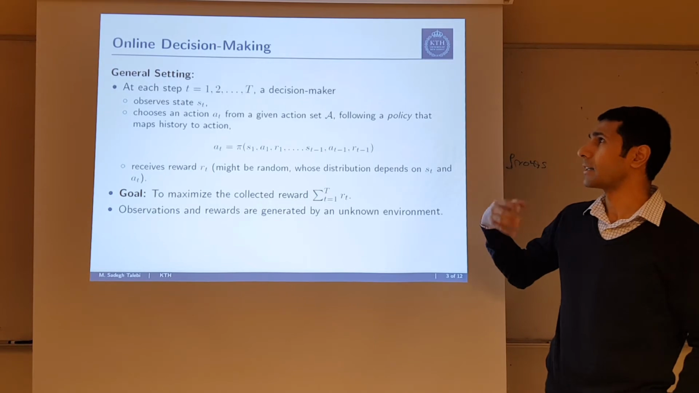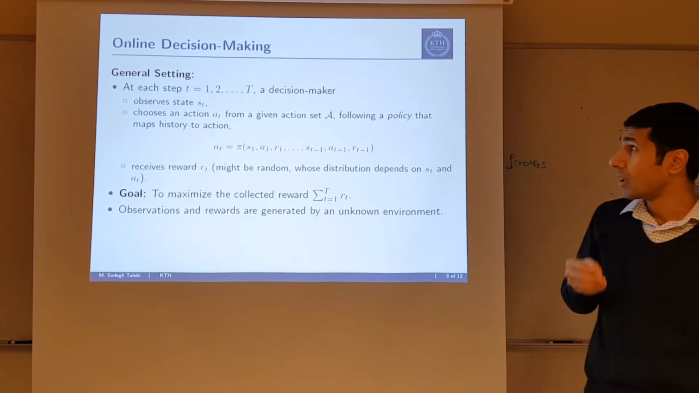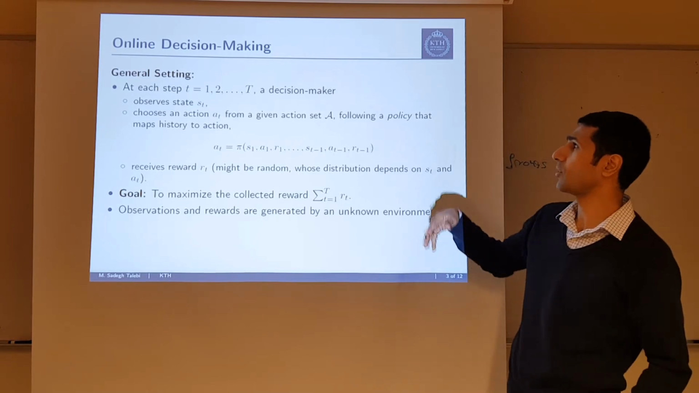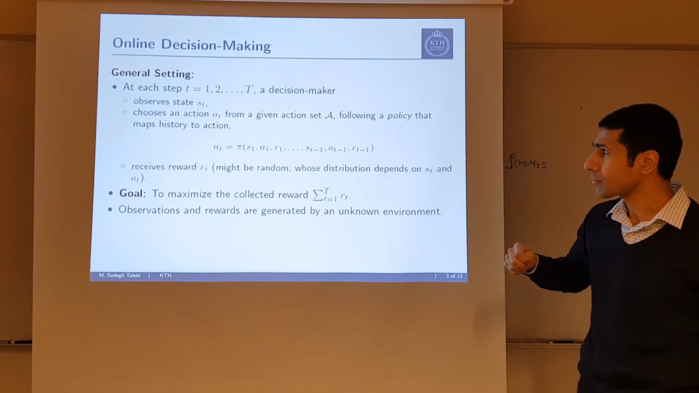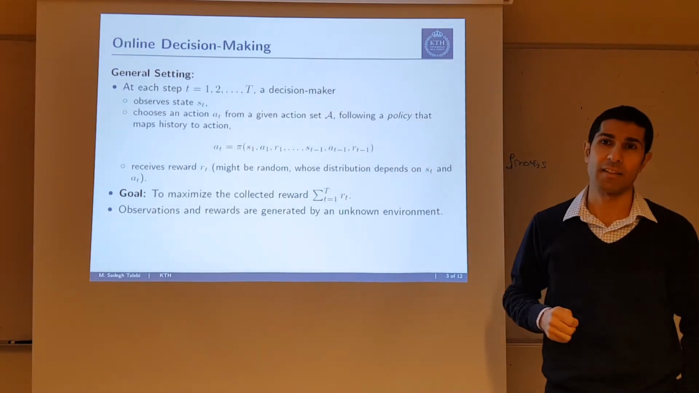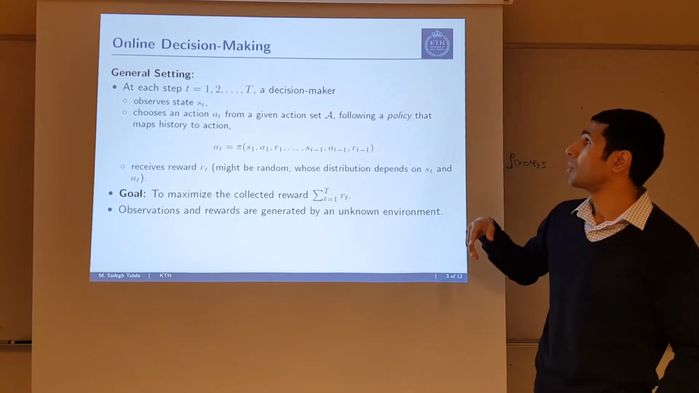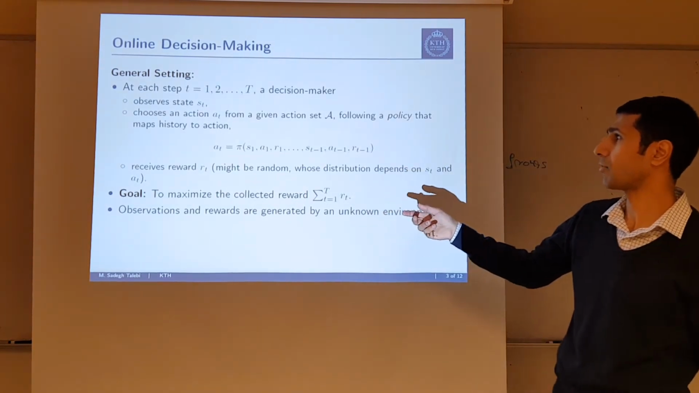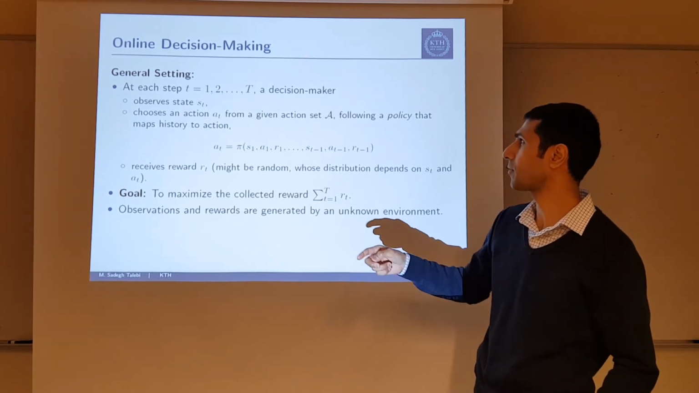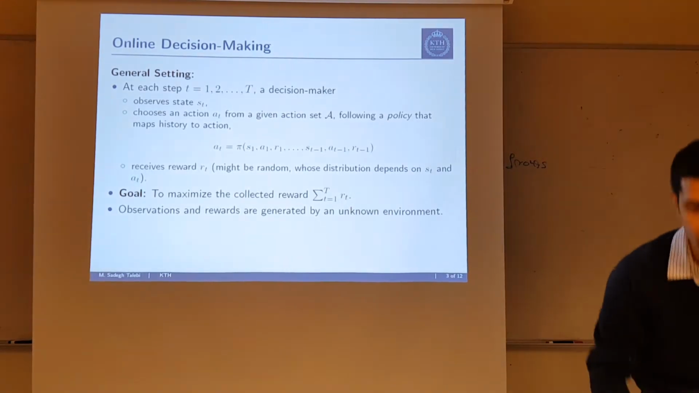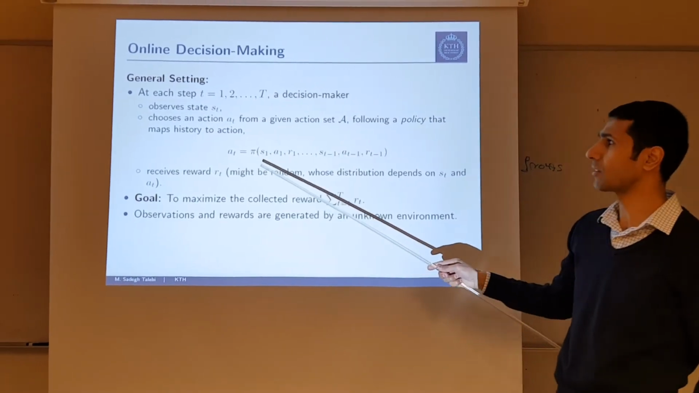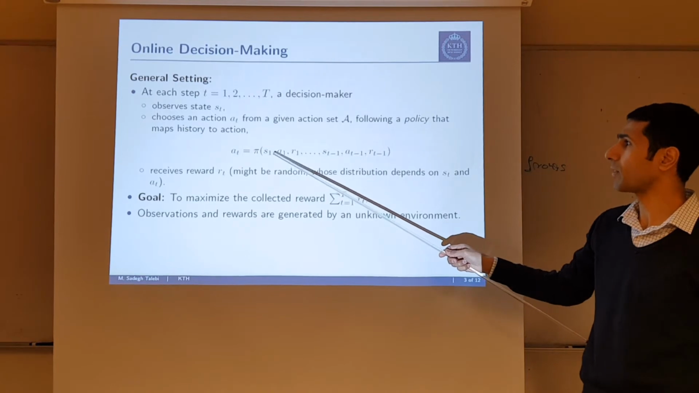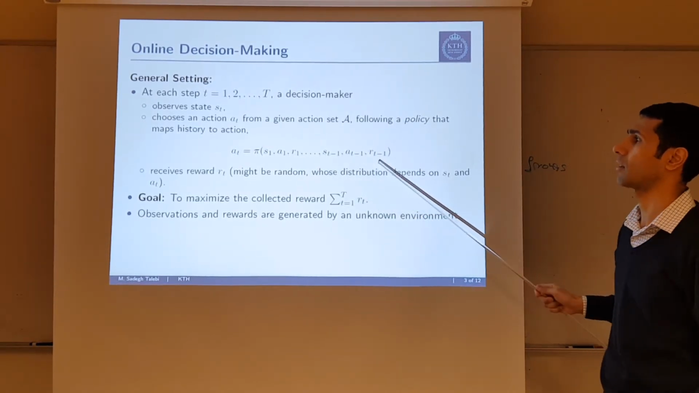So maybe it's a good idea to cast the general setup of this online decision making. We consider a slotted time system where at each step t, a decision maker observes a state S of t. Then she chooses an action A of t from a given action set A. To choose this action, she follows a policy function, which is a mapping from the history of information that she has received so far to the set of actions. This means the action chosen at time t, A of t, is a function phi, a time-varying function, that takes as input the sequence of states, actions, and rewards up until time t minus 1.